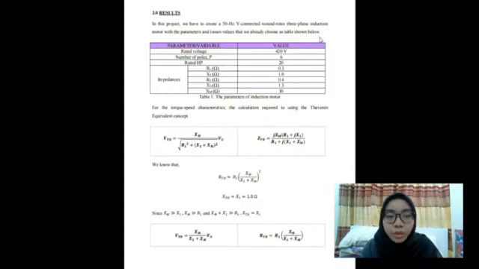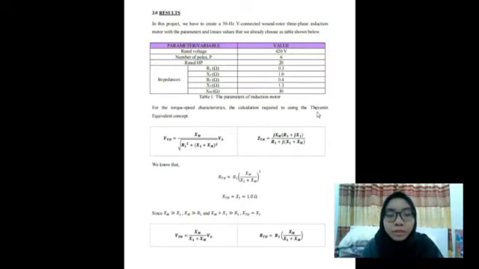In this project, we have to create a 50 Hz Y-connected 3-phase induction motor with the parameters and losses values that we already chose in the table shown below. We choose 420 volt rated voltage, 6 pole, and 20 HP. Then for the impedance, we choose 0.3 ohm for R1, 1 ohm for X1, 0.4 ohm for R2, 1.3 ohm for X2, and 30 ohm for XM.